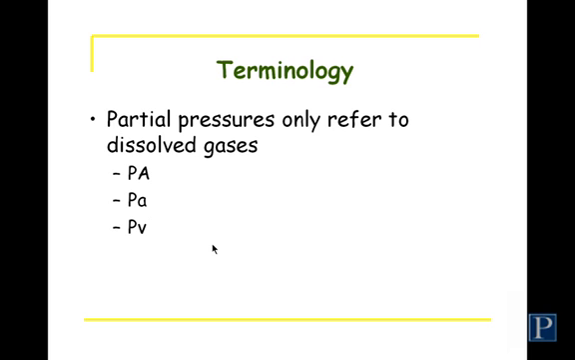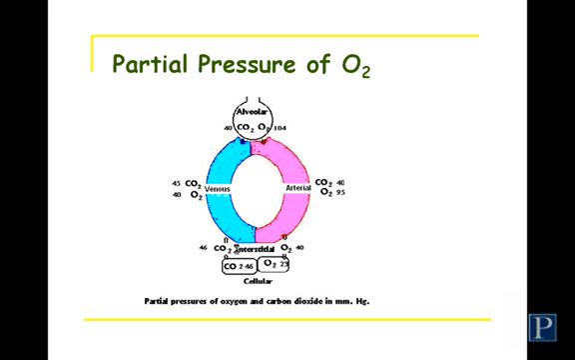What's the partial pressure of oxygen in arterial blood? I may use the abbreviation. Now, what I want to do is look at oxygen, specifically oxygen in the dissolved state, and look at the partial pressures of it through different parts of the circulation.